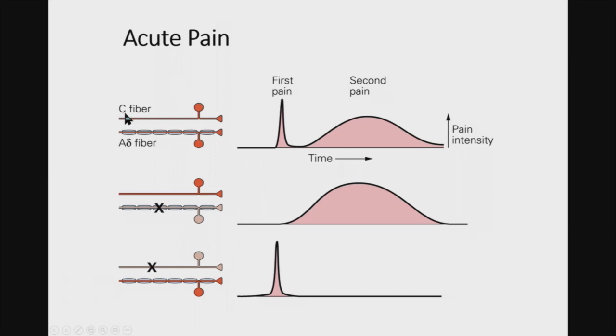Acute pain, this is just a reminder. If you stimulate, you get your first pain from the A delta and the second pain from the C fibers, which can then be isolated. So the question really is, when you see a patient and they describe a sharp pain, it's a little bit different in generation than a patient who describes it otherwise.